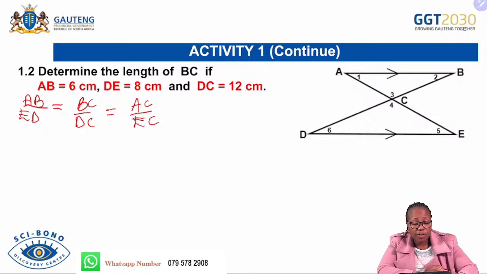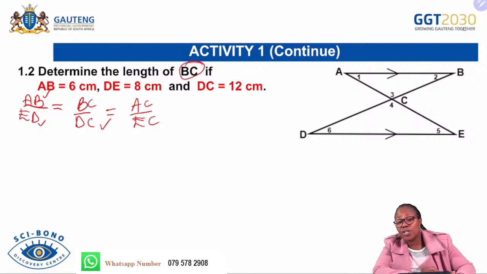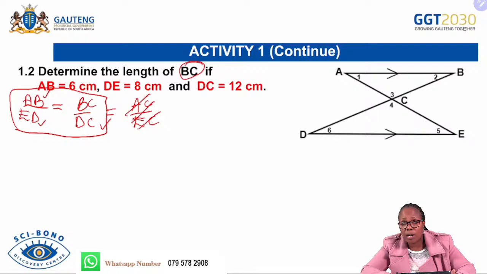And then now, grade 12, do you still remember the tip around this? You check what is given there. Okay, you have AB, you have DE, yes, you have DC. And then you are calculating BC. It is already channeling you which ratios to choose. So you will be relying on these ones. We ignore that one because it is causing now 2 unknowns.